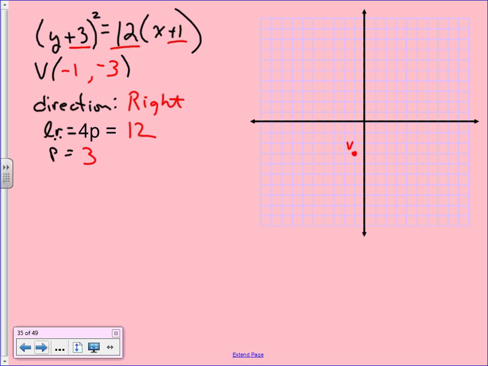And now we need to go to the right. How many units? To find the focus. To the right, 3 units. 1, 2, 3, and there's F.